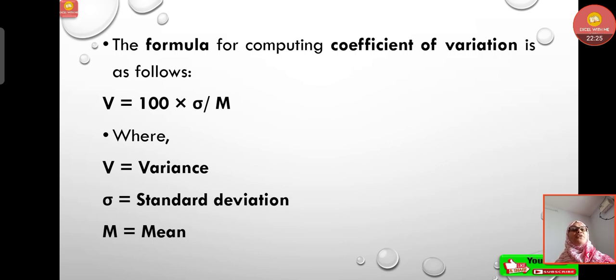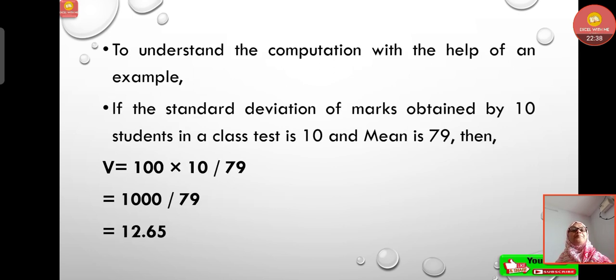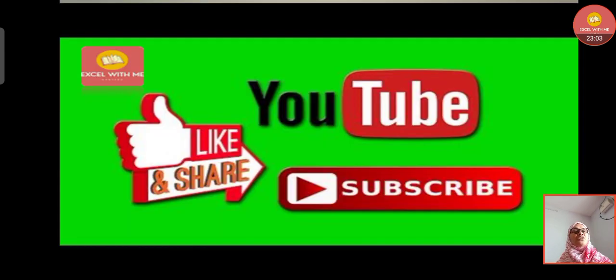The formula for computing coefficient of variation is as follows: V equal to 100 multiplied by sigma divided by m, where V is the coefficient of variation, sigma is standard deviation, m is mean. To understand the computation with the help of an example, if the standard deviation of marks obtained by 10 students in a class test is 10 and mean is 79, then V equal to 100 multiplied by 10 divided by 79, that is equal to 1000 divided by 79, mean variation will be 12.65. So we come to the end of this session.